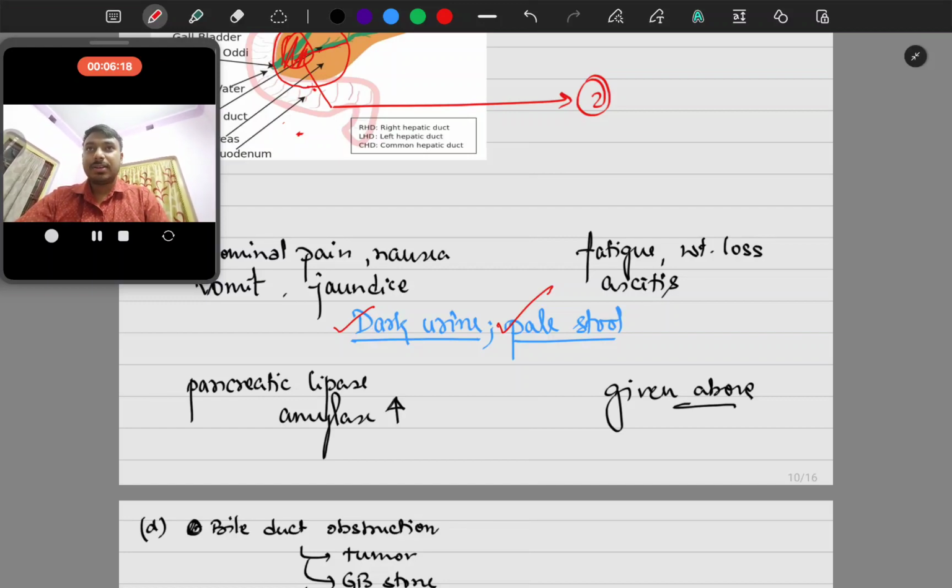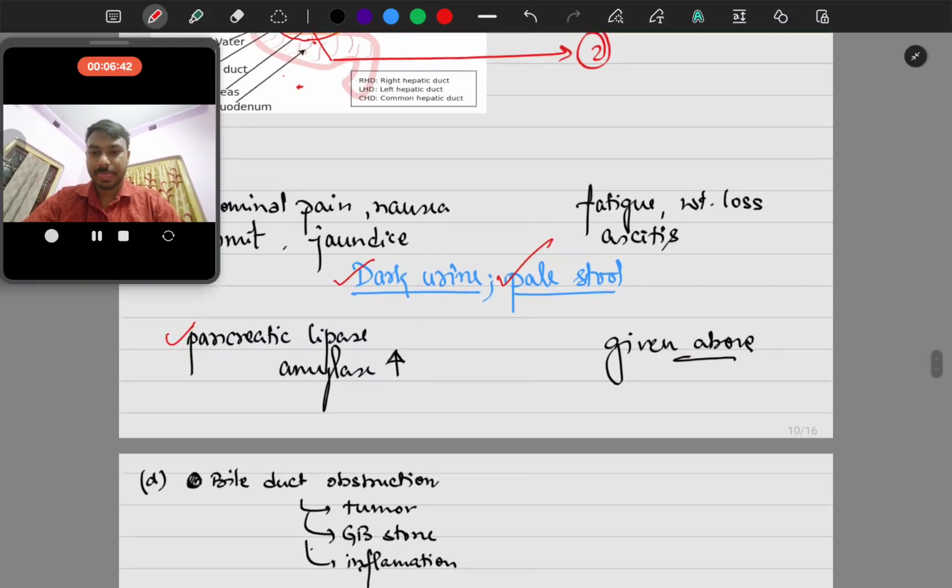While testing the patient, we would see whether the pancreatic lipase or amylase is high or not. If the pancreatic lipase or amylase is high, there is a higher chance of pancreatitis. And LFT along with dark urine and pale stool just indicates alcoholic liver disease, or I would say alcoholic obstructive jaundice. Along with that, the history of the patient is also taken.